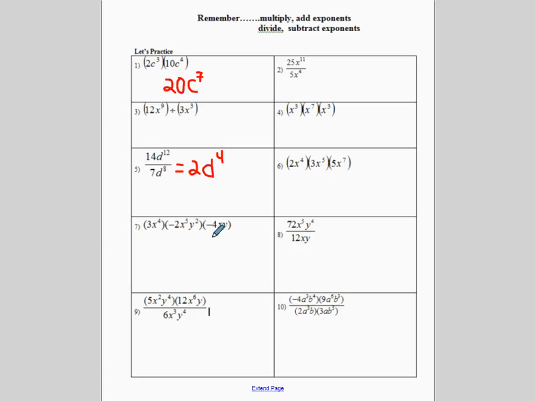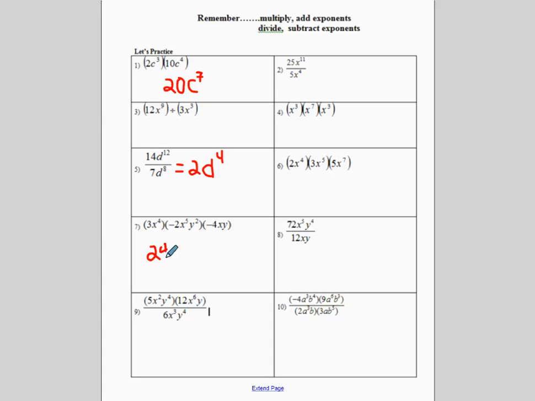You're often going to see a situation where they have multiple exponents. You want to make sure that you're keeping your work very organized. First I'm going to multiply my coefficients. So 3 times negative 2 times negative 4. 3 times negative 2 is negative 6. Negative 6 times negative 4 is positive 24.